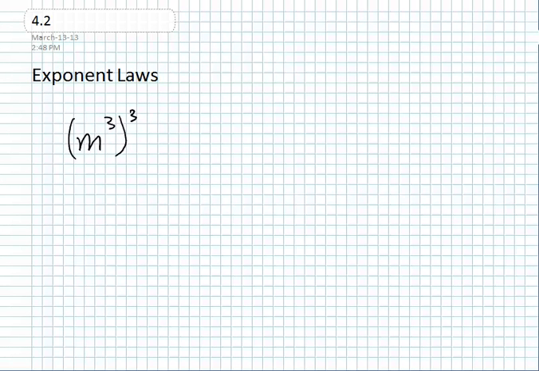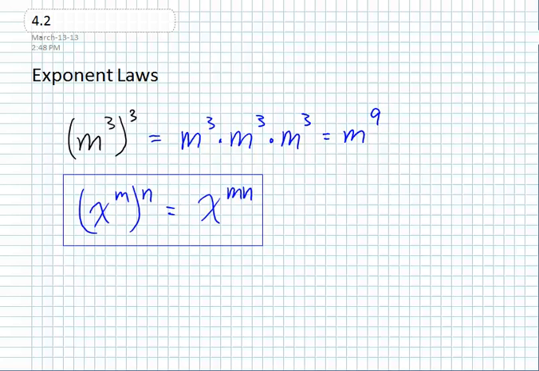Okay, well, what about a power of a power? In other words, we raise a power to an exponent. What do we do in this case? Do you know the answer? Well, if I expand this out here, that just means m cubed times m cubed times m cubed. And we know that we're multiplying powers, we just add up all those exponents. So the answer would be m to the power of 9. In other words, the shortcut is we just multiply exponents. Don't add the exponents, we multiply them. And there's that exponent law written out for you.